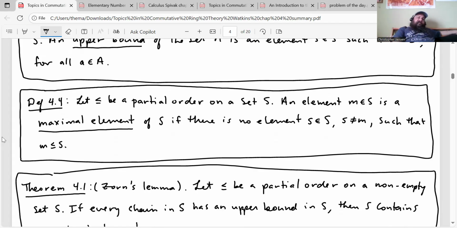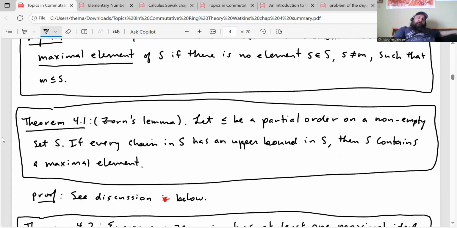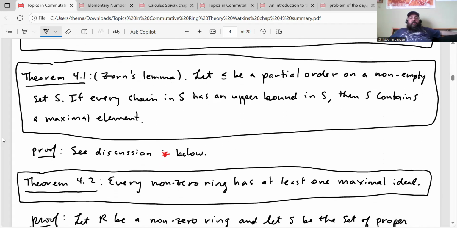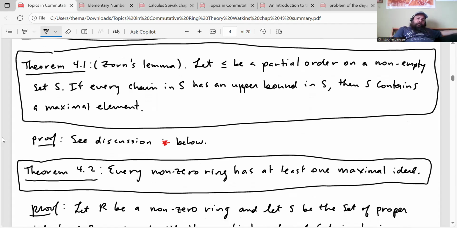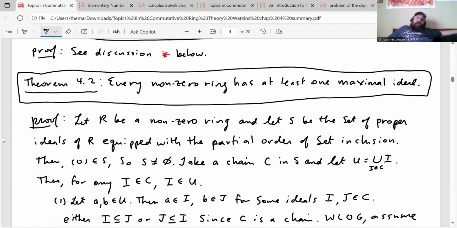All right, and now we have enough background that we can state Zorn's lemma, which is Theorem 4.1. Let ≤ be a partial order on a non-empty set S. If every chain in S has an upper bound in S, then S contains a maximal element. Now, it says lemma here, but we're stating it as a theorem, so we should prove it. I'll hold off, and the book does too, on the proof of Zorn's lemma until after we prove Theorem 4.2. So let's do that first. We're going to use Zorn's lemma in the proof here. This is the main point of this chapter.